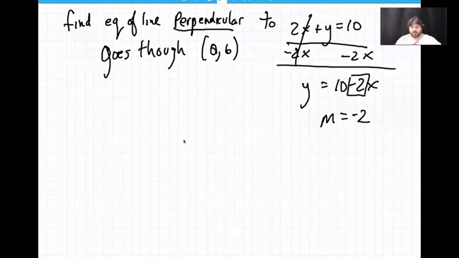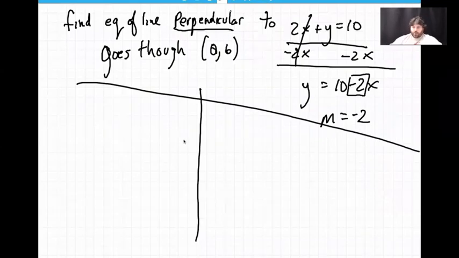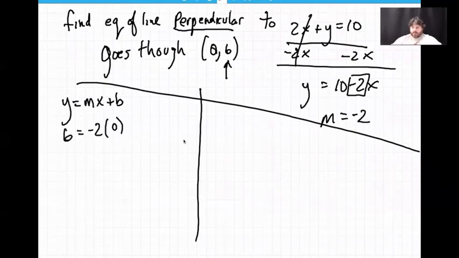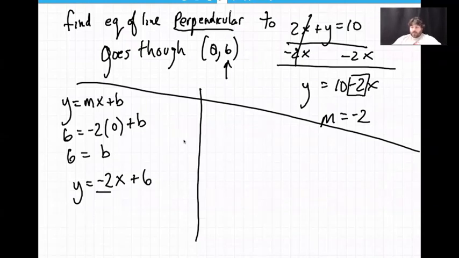Now I've got the slope and a point. That's what I need to do step 2. I'm going to do it both ways. I'm going to use y equals mx plus b. So what do I get? Remember, my y value is 6. So 6 equals the slope, -2, times x, which is 0, plus b. I get 6 equals 0 plus b. That's just b. So b is 6. So y equals -2x plus 6. Use my m and my b to write that equation.